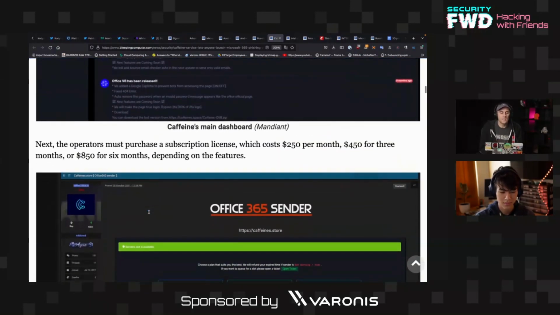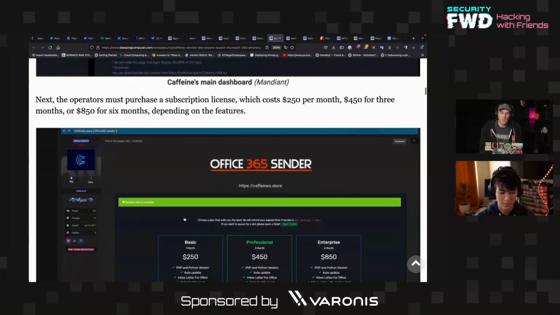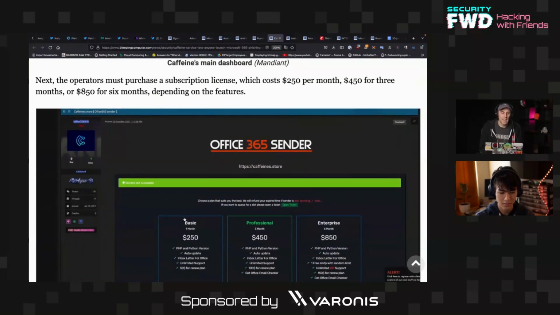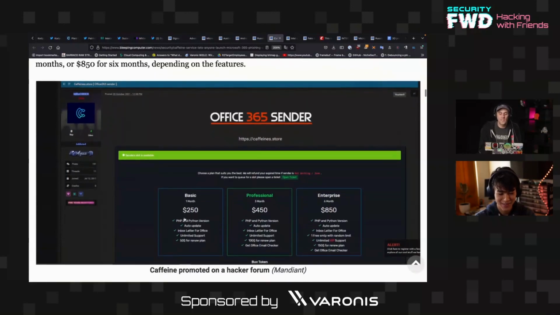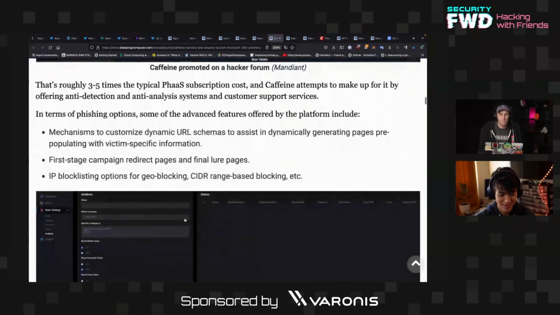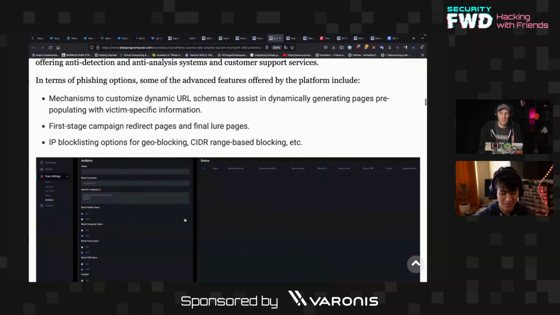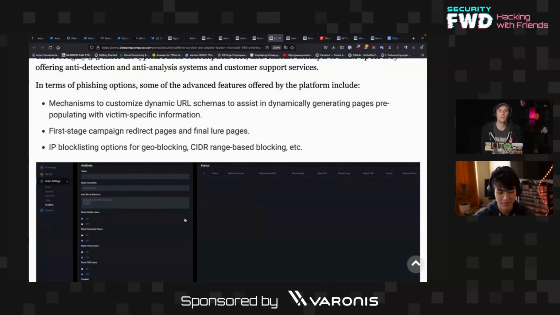This currently is going for about $250 per month, $450 for 3 months, and $850 for 6 months. That is roughly twice the subscription cost of several competing PaaS, or phishing as a service, I still can't get used to that name, platforms. While this is more expensive, it definitely has much better support and a lot of interesting targeting options, including the ability to target Chinese, Russian, and other victims that typically aren't included in platforms that tend to focus on more Western targets, because, I guess, they have the money.